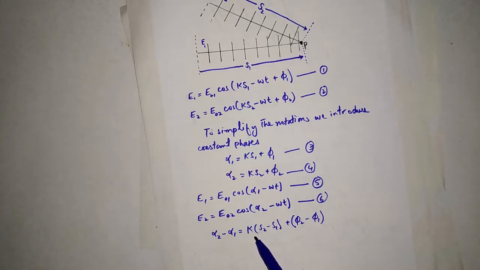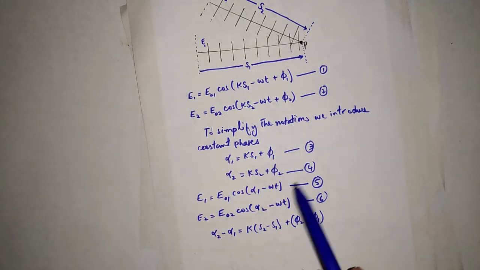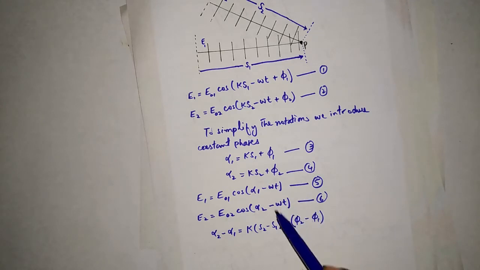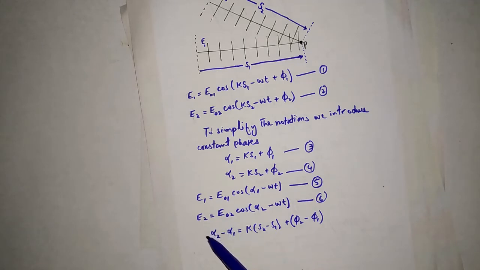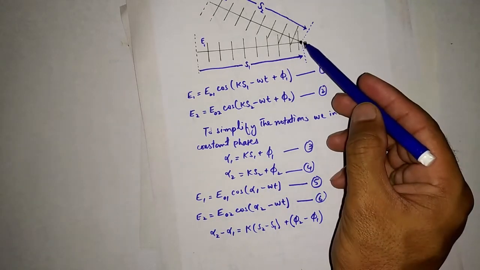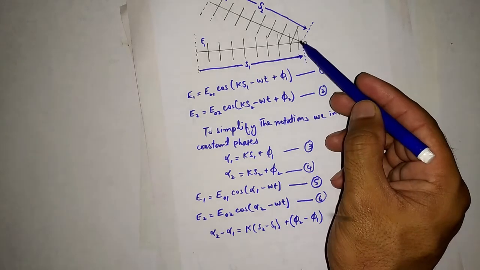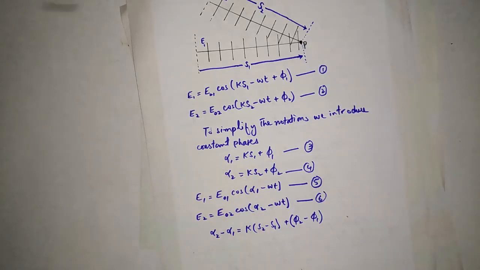Here the first term is due to the path difference between the two waves, and the second term, phi 2 minus phi 1, is due to the initial phase difference of both the waves. So if two such waves superpose each other at some point in space, clear?